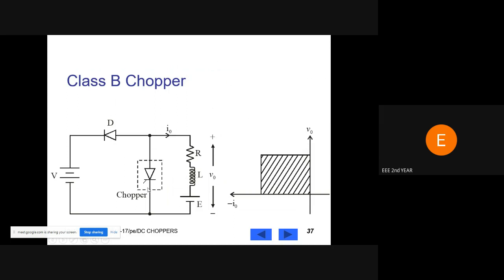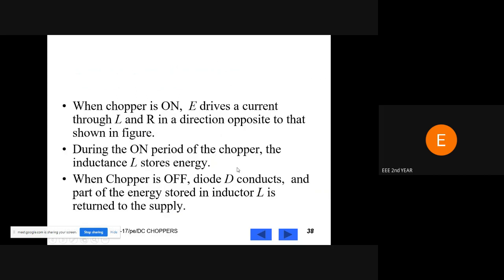In the class B chopper, the chopper is connected between the low voltage source and the load in shunt, and the diode is connected in series, and the graph is produced in the second quadrant. At the time, the current is negative but the voltage is positive. So in this case, when the chopper is on, the induced EMF E drives the current through the inductor and resistance in the opposite direction, right?